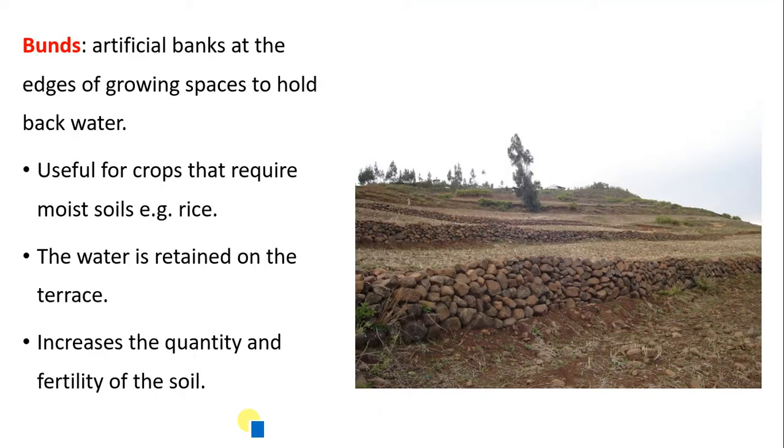So we also have bunds for soil erosion. These are artificial banks at the edges of growing space to hold back water. This will help to hold back water, and therefore hold back soil so it does not erode. Now it's useful for crops that require moist soil, an example being rice. The water is retained on the terrace, so it increases the quality and fertility of the soil.